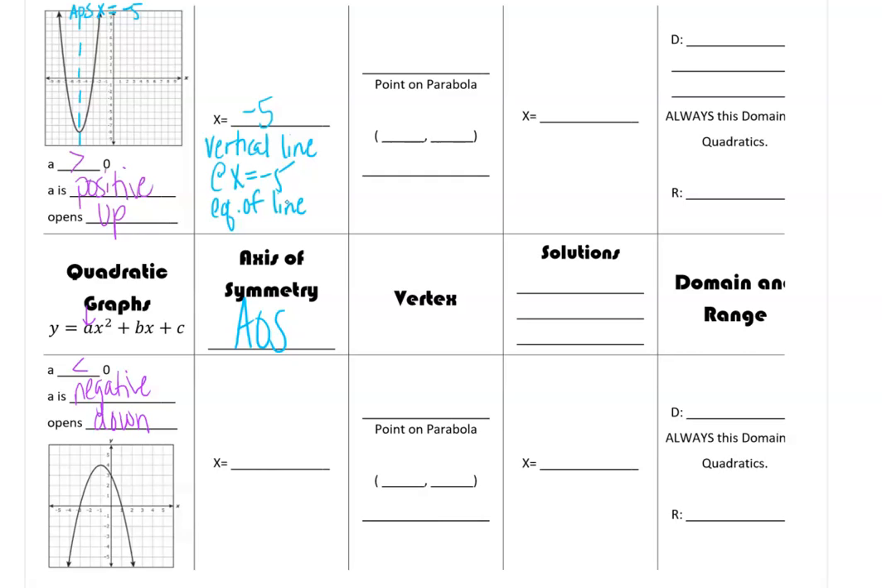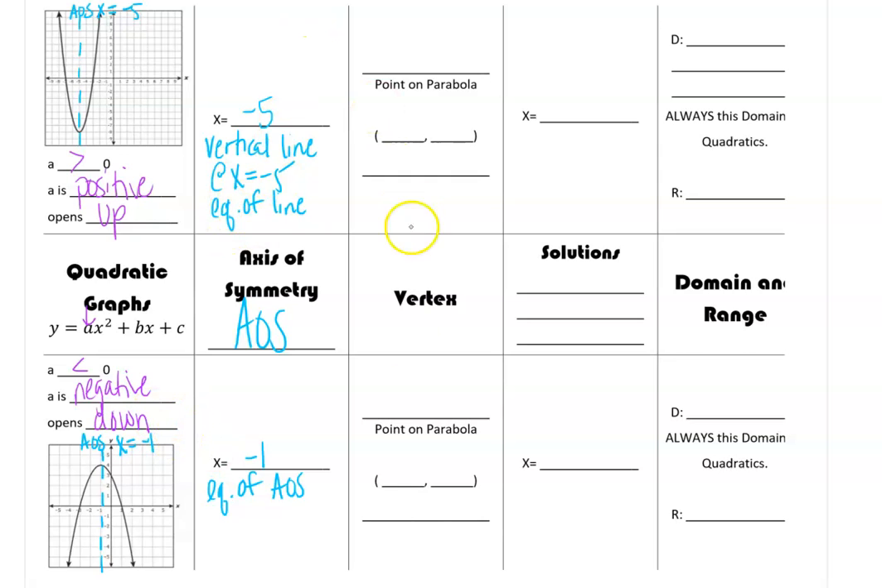So then when we look at the bottom, our axis of symmetry is the line straight down the middle, right here, and it would cross the x-axis at x equals -1. So this is the equation of the axis of symmetry. This is the AOS, and it is x equals -1.